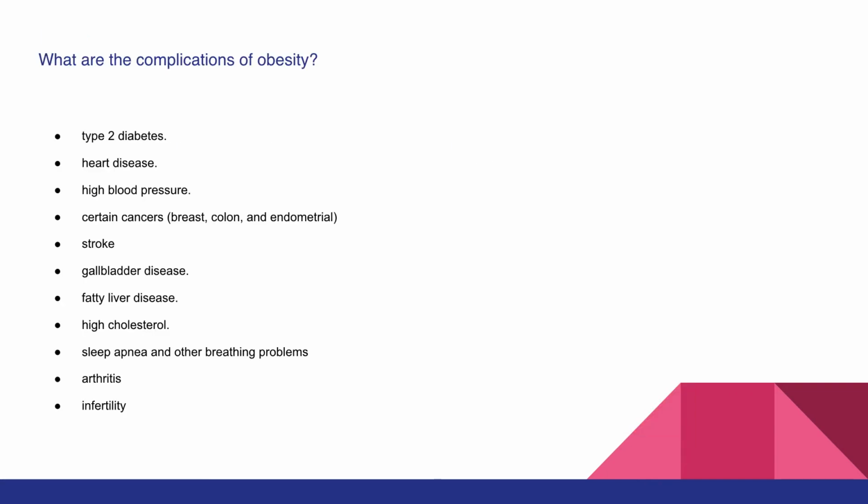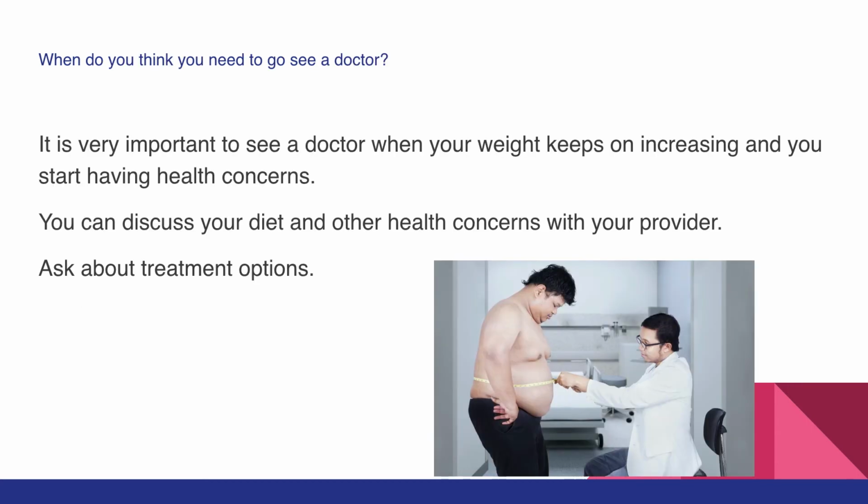And here are the complications that can arise from obesity. That includes type 2 diabetes, heart disease, high blood pressure, certain cancers. That includes breast cancer, colon cancer, endometrial cancer, stroke, gallbladder disease, fatty liver disease, high cholesterol, sleep apnea, and other breathing problems, arthritis, infertility. Those are all the complications from obesity.